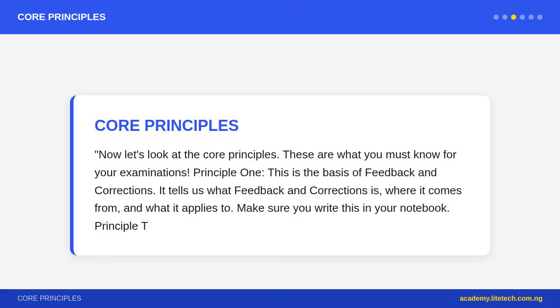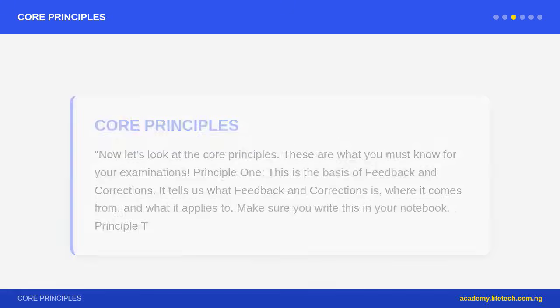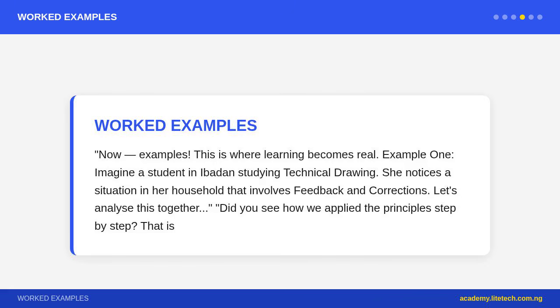Now, examples. This is where learning becomes real. Example 1. Imagine a student in Ibadan studying technical drawing. She notices a situation in her household that involves feedback and corrections. Let's analyze this together. Did you see how we applied the principle step by step? That is exactly what WAEC examiners expect from you.